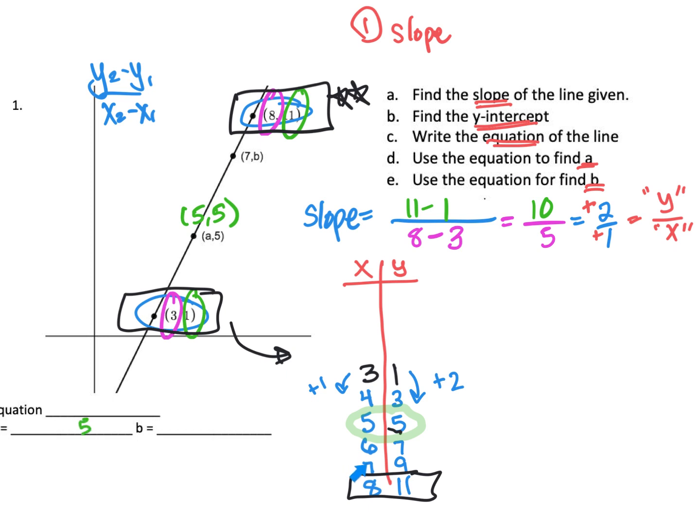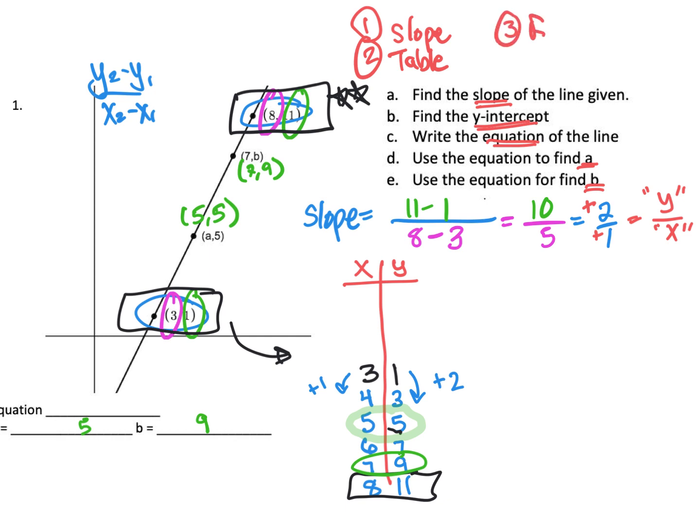Notice how this point has 7 in the x, so we're going to use that one also. And so this point is 7 comma 9. So the missing piece, b, is 9. So notice how we did these out of order. 1, we found our slope. 2, we're going to make our table.